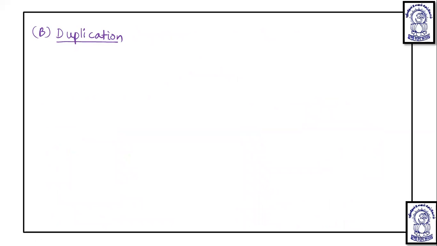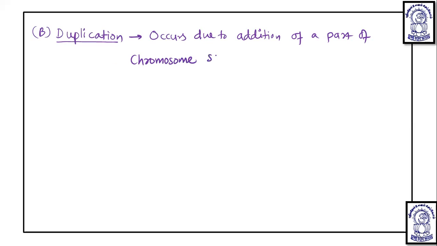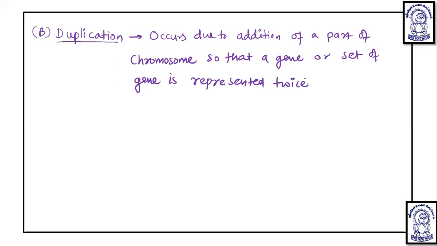In duplication, it occurs due to the addition of a part of a chromosome, so that a gene or set of genes is represented twice.